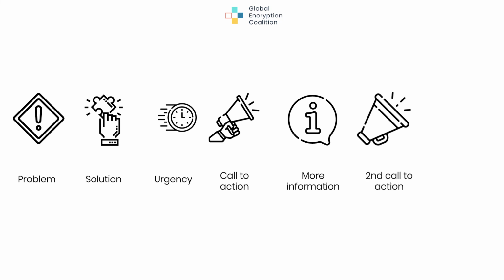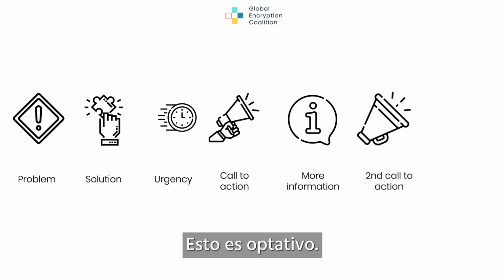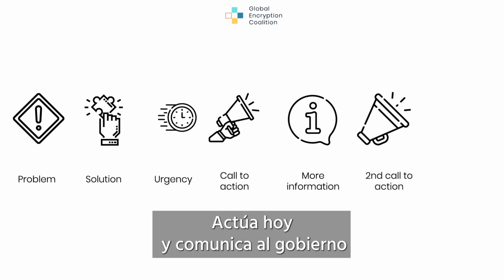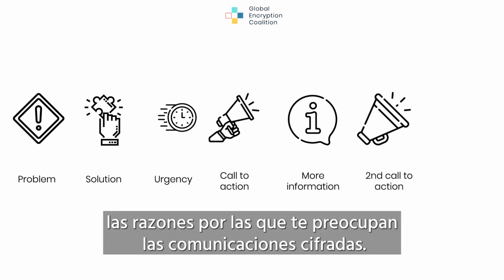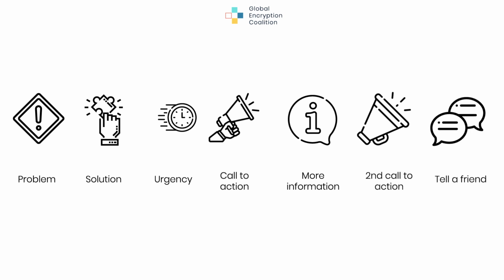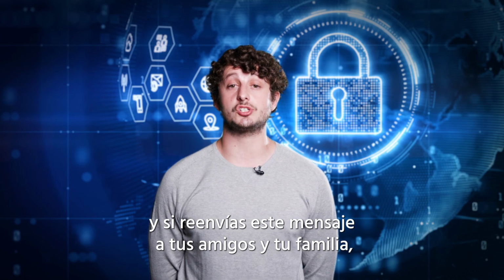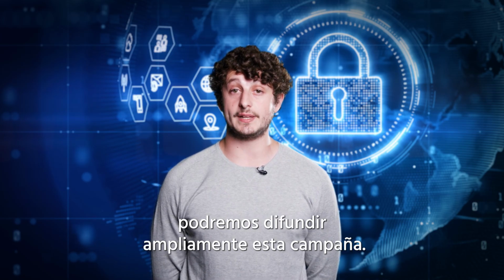Second call to action. This is optional. You have a huge opportunity to help us protect our communications. Please take action today and tell the government why you care about encrypted communications. Tell a friend. It only takes a minute to help, and if you forward this message to your friends and family, we'll really get the word out there.